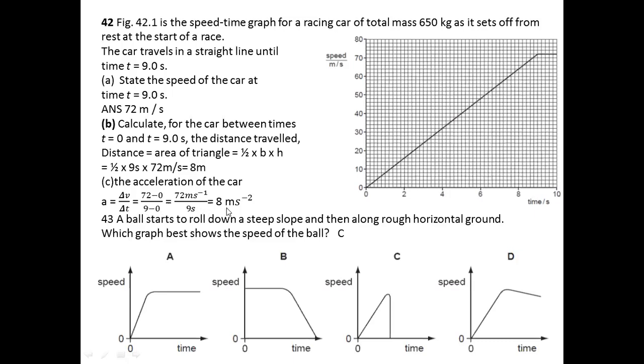Final answer is 8 meters per second squared. Next is, a ball starts to roll down a steep slope and then along a rough horizontal ground. Which graph best shows the speed of the ball?